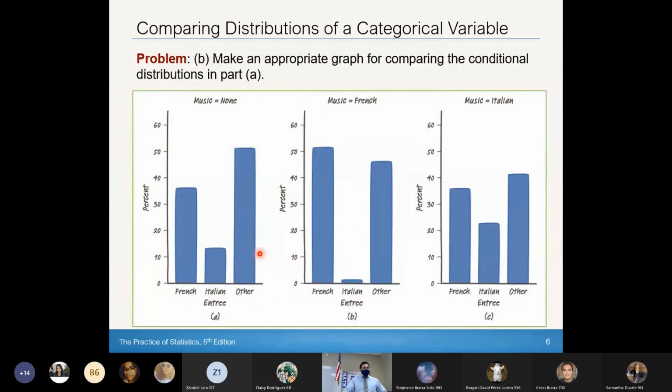We can make an appropriate graph for comparing the conditional distributions in part A. In this case, they're showing bar graphs. They represent one set of bar graphs for each type of music and the distribution of entrees ordered based on that category. And we can kind of quickly compare these things visually.